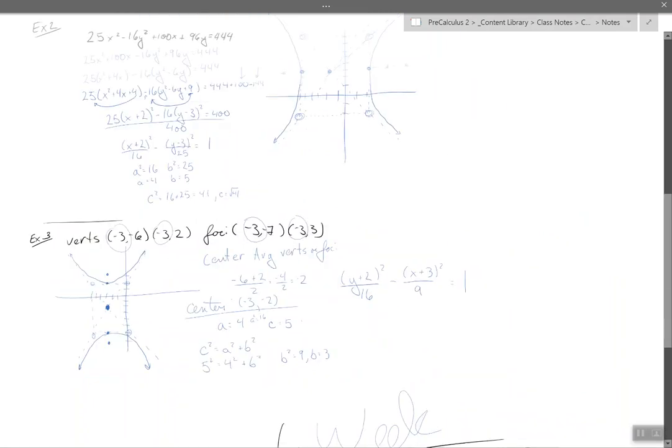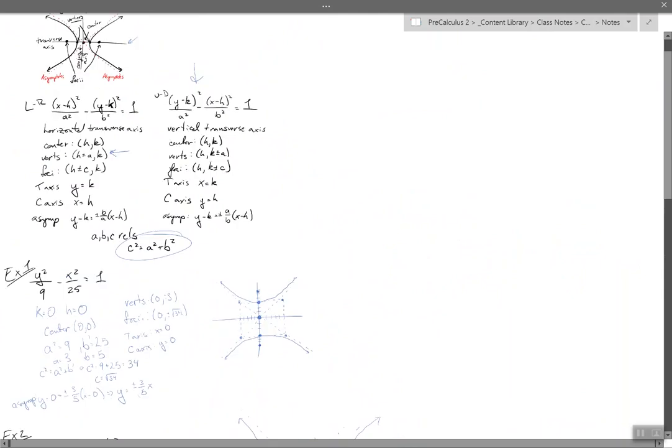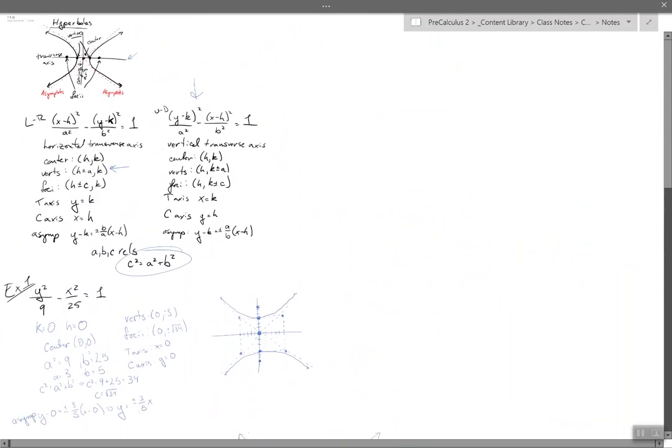So the big takeaways from this is the same amount of work that we've been doing, the same style of work that we've been doing. The equation is ever so slightly different from ellipses in the fact that it is a squared minus a squared, which is the first time this has happened, and that is the unique identifier you use to say, oh, hey, that's going to be a hyperbola. The other big key difference is the c, a, b relationship. It is now c squared equals a squared plus b squared.